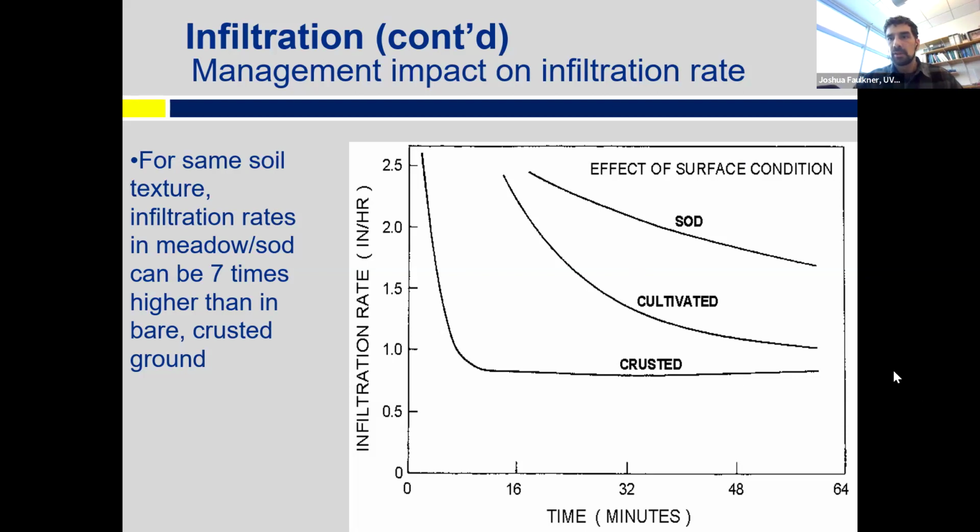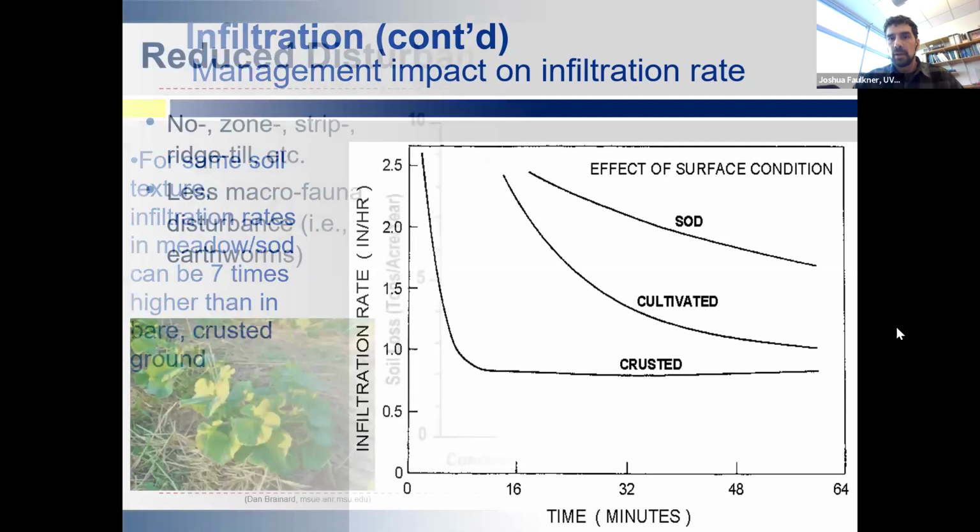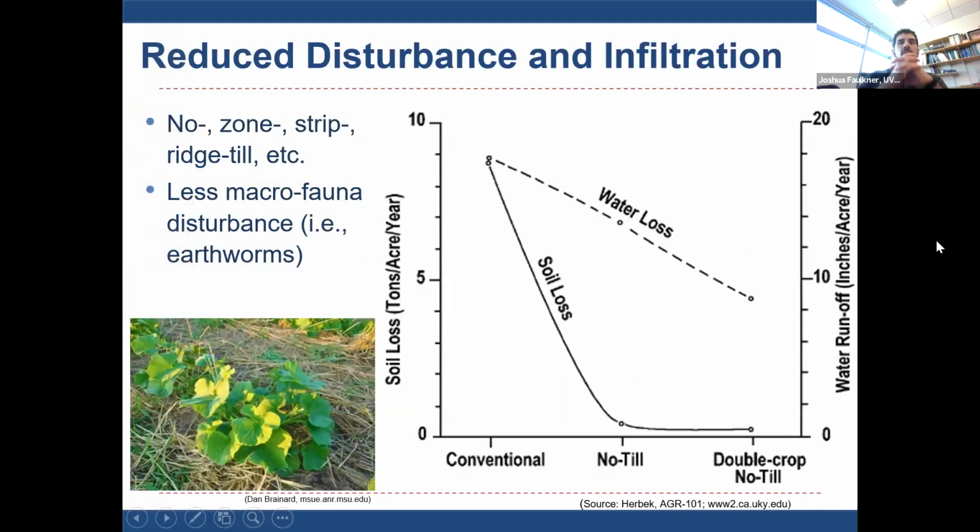I apologize, my slides are not advancing. Okay, there we go. And so when we think about that structure, really, we're trying to promote good soil structure for lots of pore space, for water to move into the soil and then down through the soil. So the less we disturb that structure, the better off we'll be in terms of our ability to get water to infiltrate into the soil.